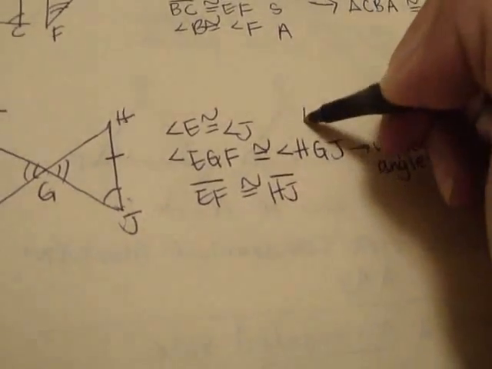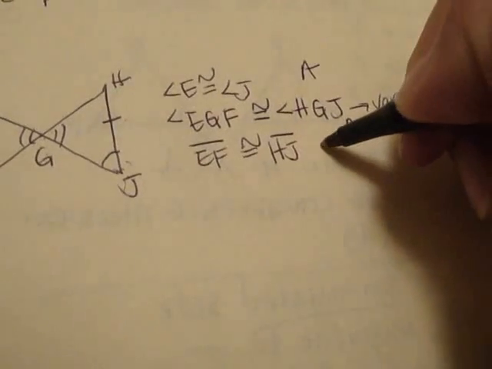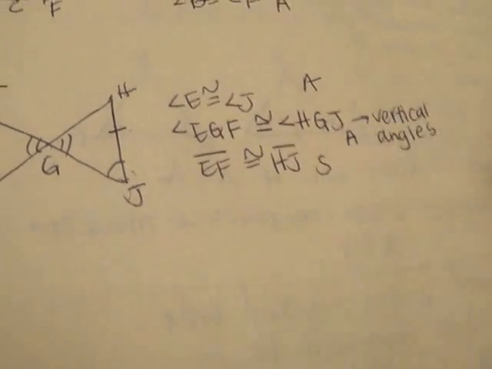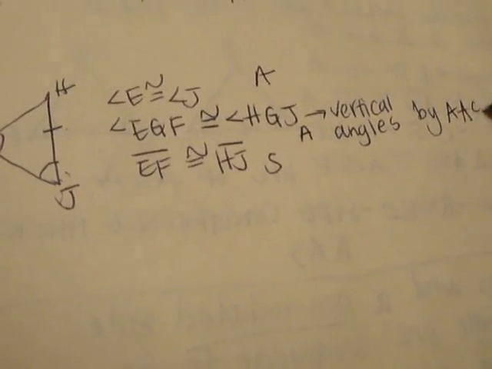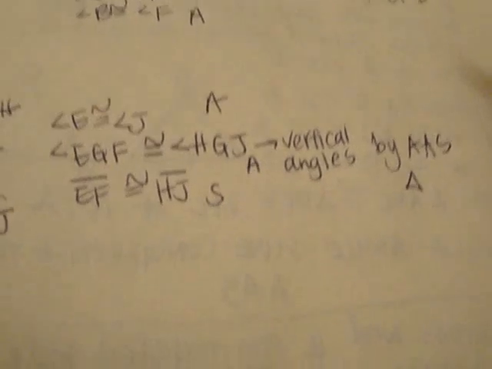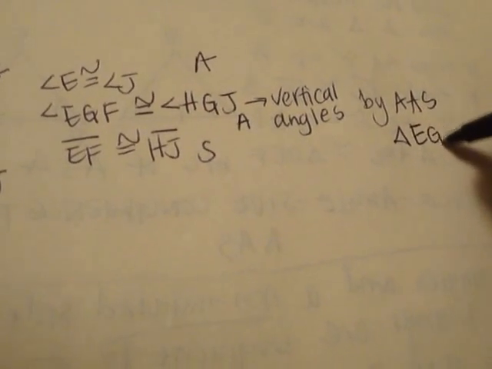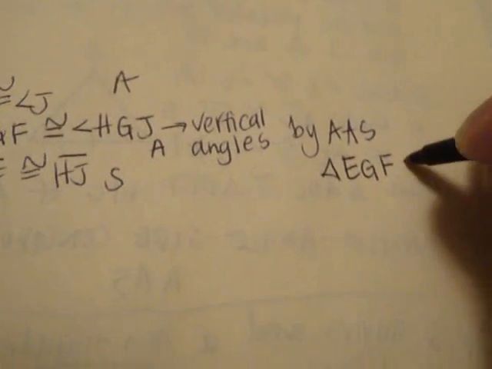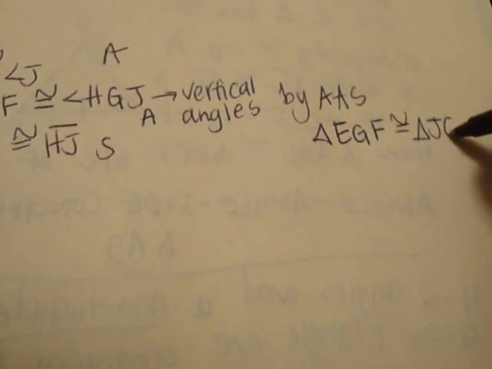Okay, so this is an angle. This is a pair of angles that are congruent. And this is a side. So by AAS, triangle, and again I'm going to try to match up the corresponding parts, E, G, F, is congruent to triangle JGH.